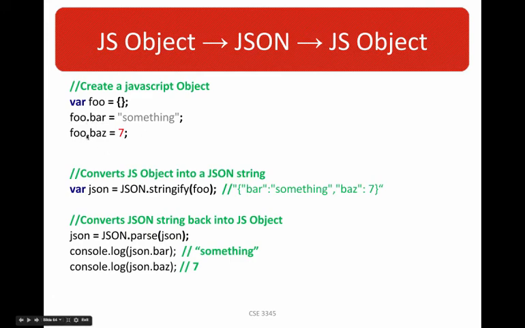I'm going to do that once again, but instead of bar, I'm creating a variable named baz and setting it equal to 7. So now I have an object with two variables, bar and baz, and they both have values. And what I want to do is convert that into a string, a JSON string. So using the global JSON object, I call the stringify method and pass in my JavaScript object.